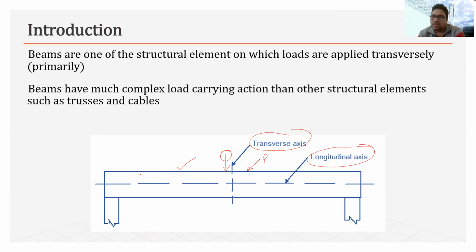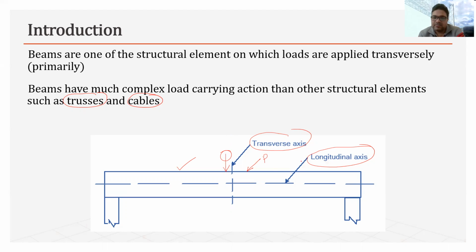Now, talking about the beam, the beam has a much more complex load carrying action than other structural elements such as trusses and cables. Why are we saying this? Because in the case of trusses or cables, the members that we use are primarily used to resist axial load. Axial load means the load which is passing along the longitudinal axis.